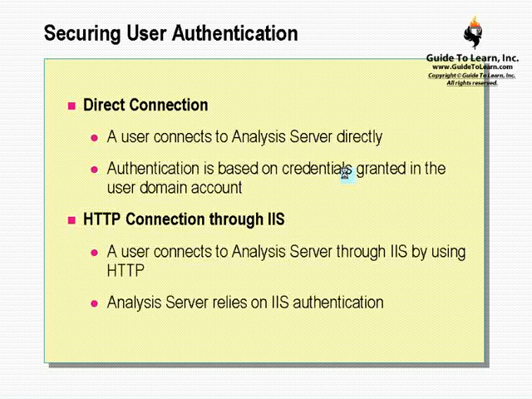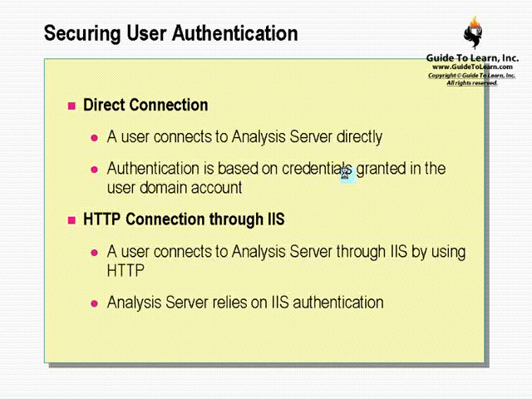As far as user authentication, either you connect directly or you go through, for example, a web client. In the case of direct connection, a user connects to an analysis server directly, and authentication is based on the credentials granted in the user account that you have within your domain. As far as the HTTP connection, you get authenticated via your web server, which in this case we assume is IIS. A user connects to analysis server through IIS by using HTTP, and analysis server relies on IIS authentication. So if you want to discuss authentication on the domain itself, you have to set permissions and privileges on the domain itself.